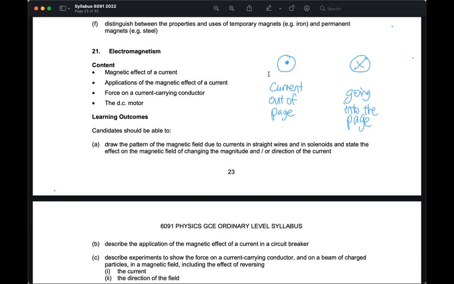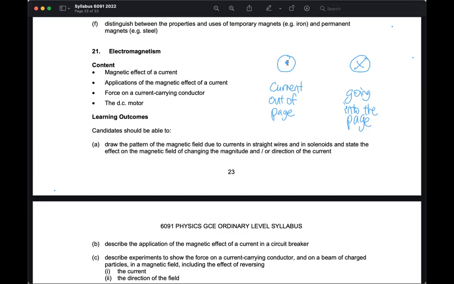So we talk about just a straight wire. I have one dot here. It means this is a straight wire where the conventional current is coming out of the page. Whereas when you see a cross, it means there's a straight wire where the conventional current is going into the page. So you're looking at the back side of the arrow. In this case, you're looking at the front of the arrow.